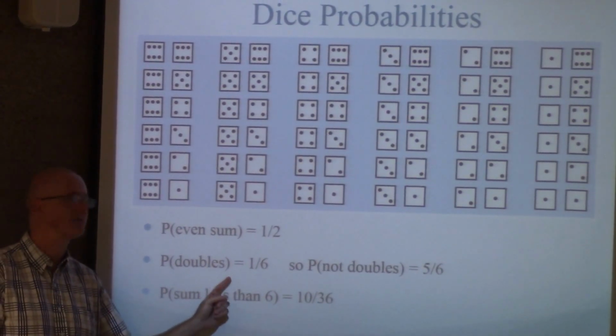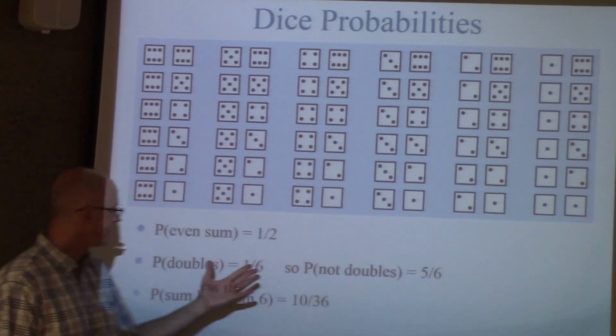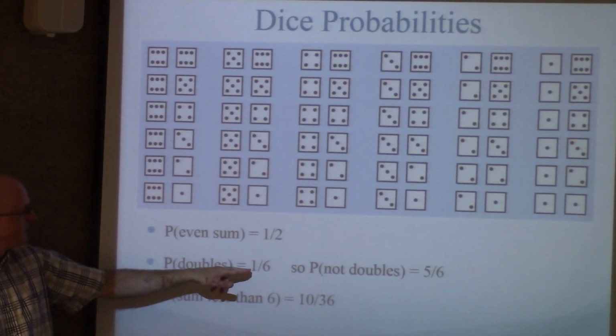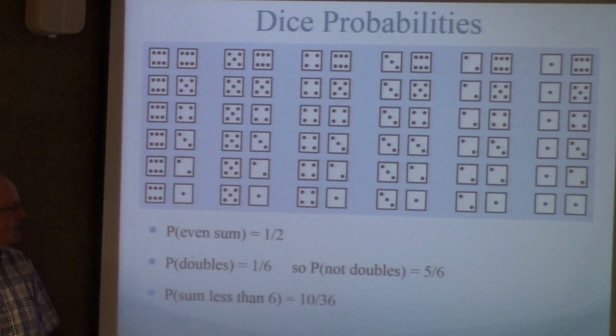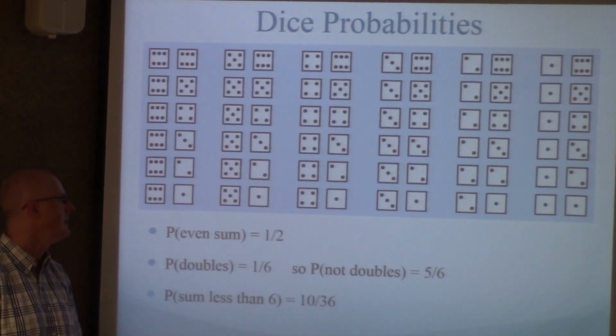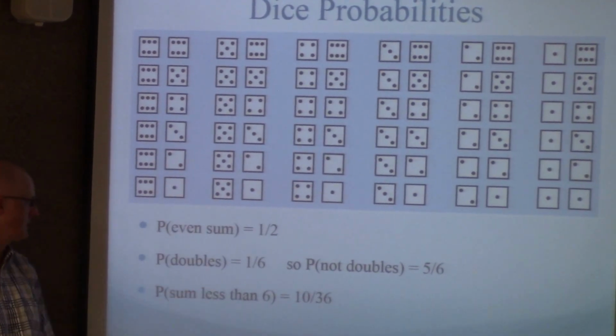Probability of getting doubles is 1/6. What's the probability of not getting doubles? It's the opposite of this number with respect to subtracting 1. 30 out of the 36 are not doubles. That's a 5/6 chance. These two numbers, because these two events are complementary, must add to 1. You can find this number by doing 1 minus this number.